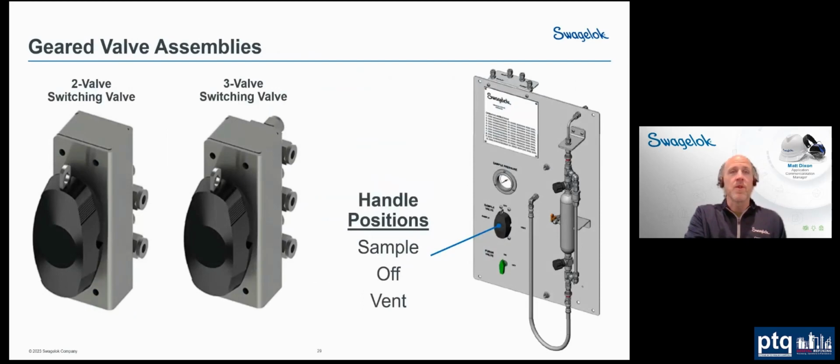I mentioned those geared valve assemblies. So we've got either a 2 valve, like we see on the left, or a 3 valve geared assembly. As we throw the valve here on the panel with one handle, we're switching either 2 or 3 valves at the same time. So we don't have to worry about the operator having to know what sequence to operate those valves, which one goes first, what happens if they do it in the wrong orientation. All that is controlled, so we don't have to worry about that.